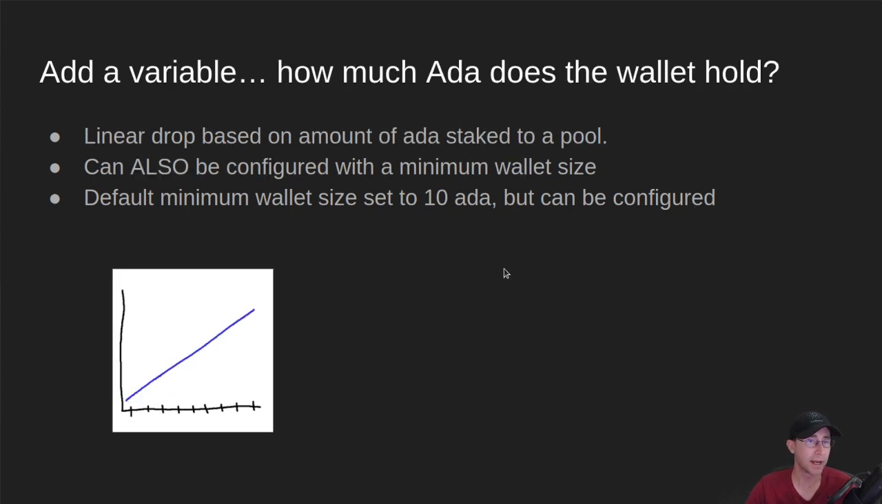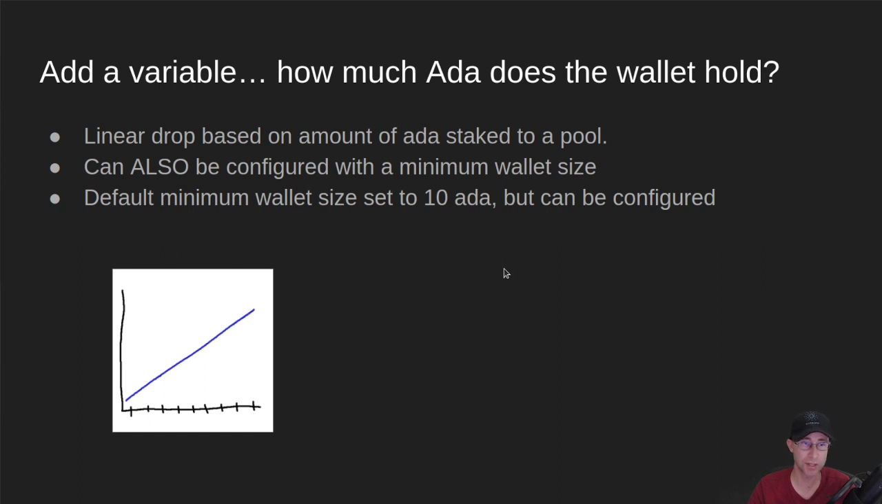So then we can add a variable. The variable is how much ADA the wallet holds. This is a linear drop based on the amount of ADA staked to a pool, or it could just be to any pool. It also, like the flat rate, can be configured with a minimum wallet size. Again, the default is set to 10 ADA, but this can be configured.